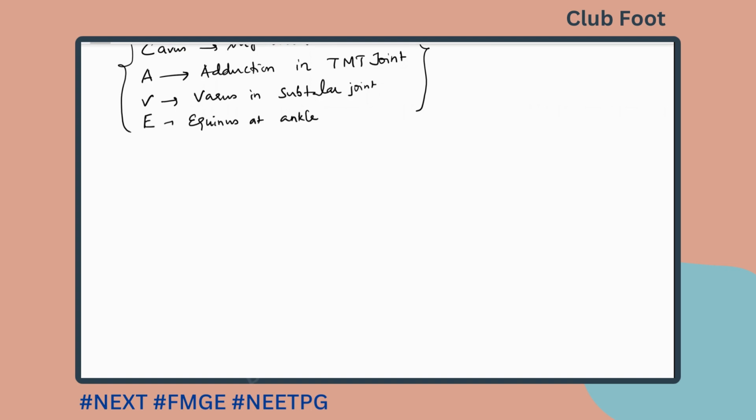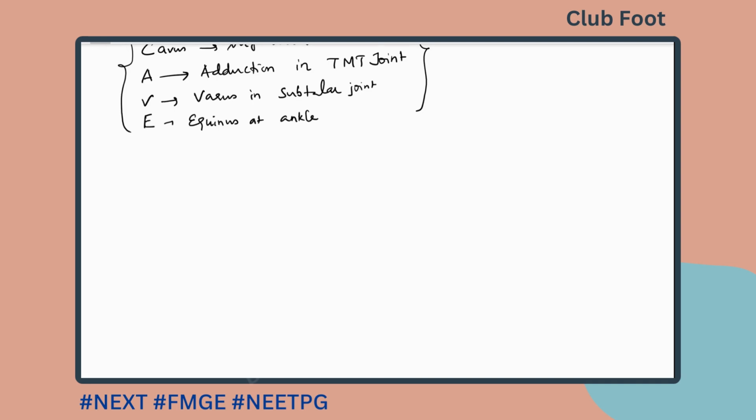Now just think from this deformity and tell me, there are structures on the posterior side, structures on the medial side and structures on the lateral side. There are structures all around the ankle joint. So the foot is like this. Which structures will be shortened? The medial side structures are shortened. Also, when the ankle is like this, the posterior structure also shortens.